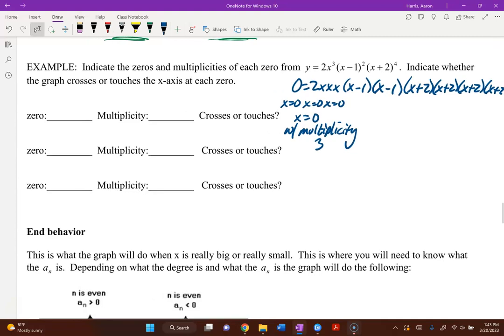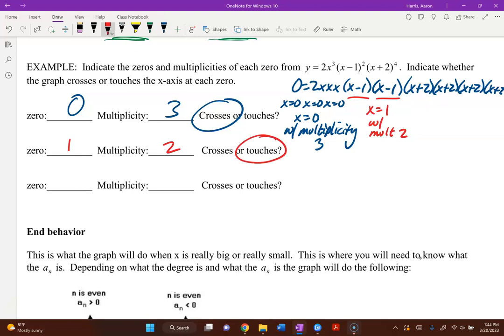There's 3 of them. What's the 0? It's 0. There's 3 of them, so there's an odd amount. Does it cross or touch there? Crosses, yep. Let's do the next one. X minus 1 equals 0, x minus 1 equals 0. So x equals 1 with, how many of them are there? 2. X equals 1, multiplicity 2. Does it cross or touch right there? Touches, it's even. There's an even amount of those, right?